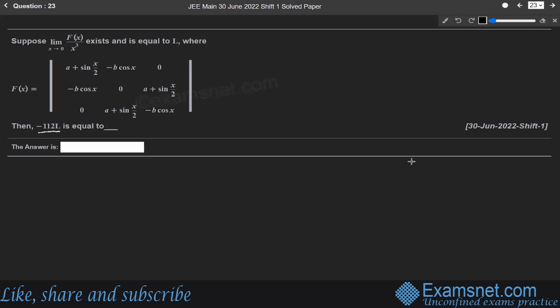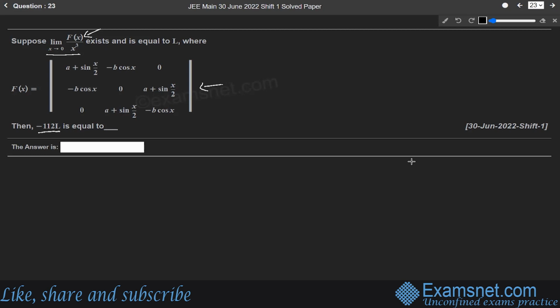What is L? L is equal to limit x tends to 0, f of x upon x cube. It means that we have to first solve the limit. But in order to solve the limit, we want the value of f of x. And what is f of x? It is a function which is equal to the determinant of these given values. So first of all, we have to simplify the given function which is f of x. You can see that the function here is in the form of a determinant. It means that we have to expand this determinant.